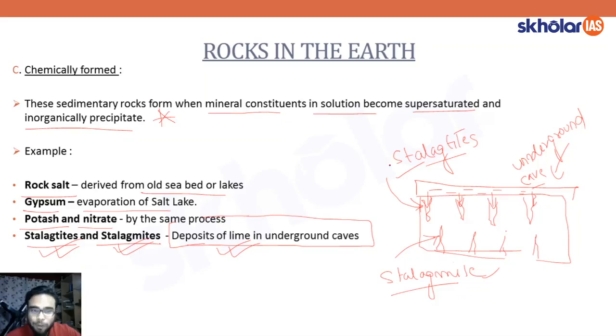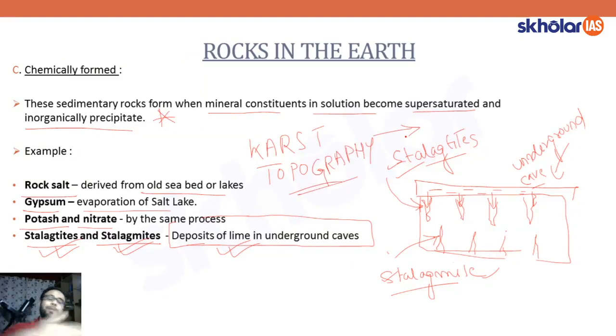Now we will talk about these stalactites and stalagmites in a new topic which is called your karst topography, and this is very, very important from your examination perspective. So this kind of structure that you see here, stalactite, stalagmite, underground cave, this whole structure forms under a topography or a relief feature which is called your karst topography. So this is a completely different chapter which we'll deal with once we proceed with module 1, which is your geomorphology. Fine. Understood what are stalactites and stalagmites?